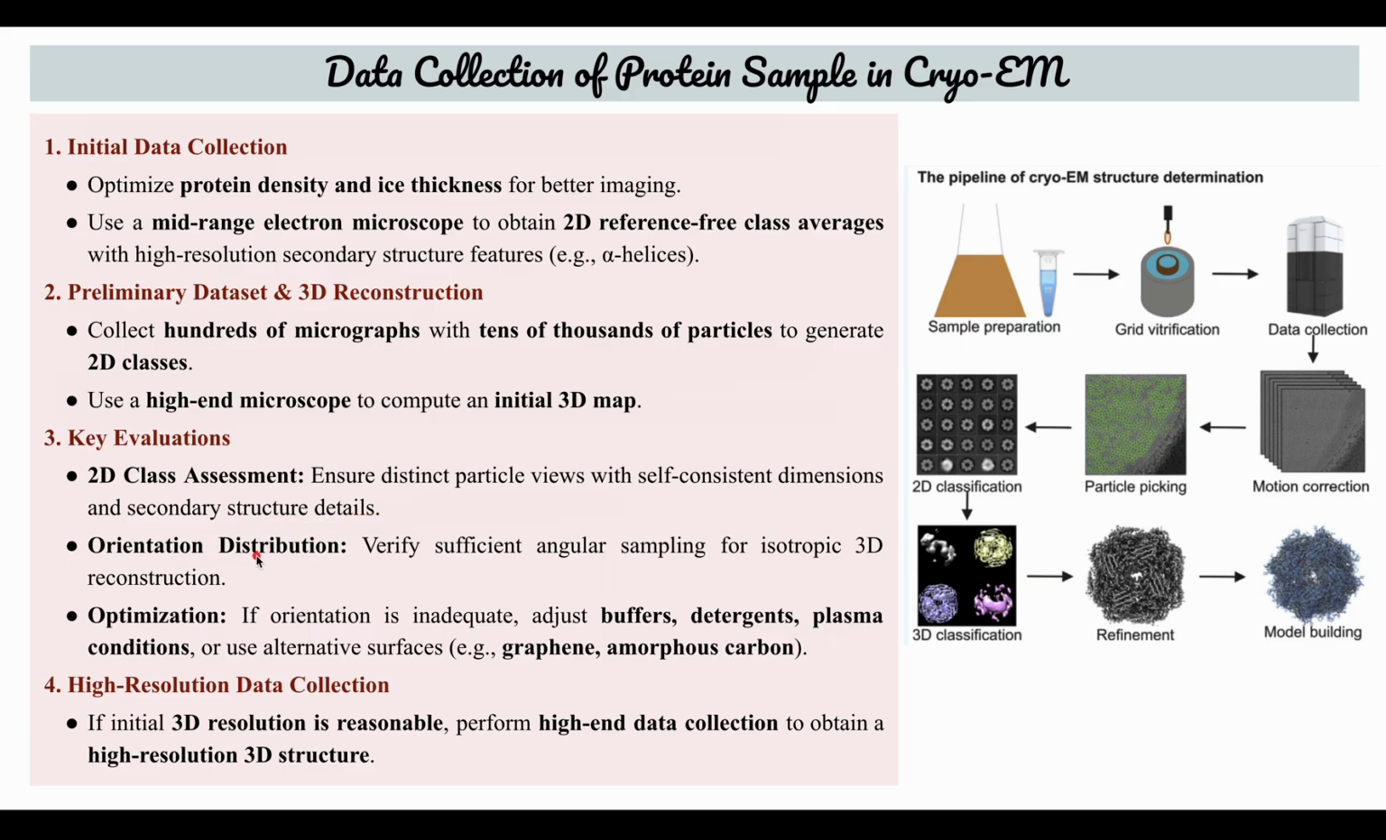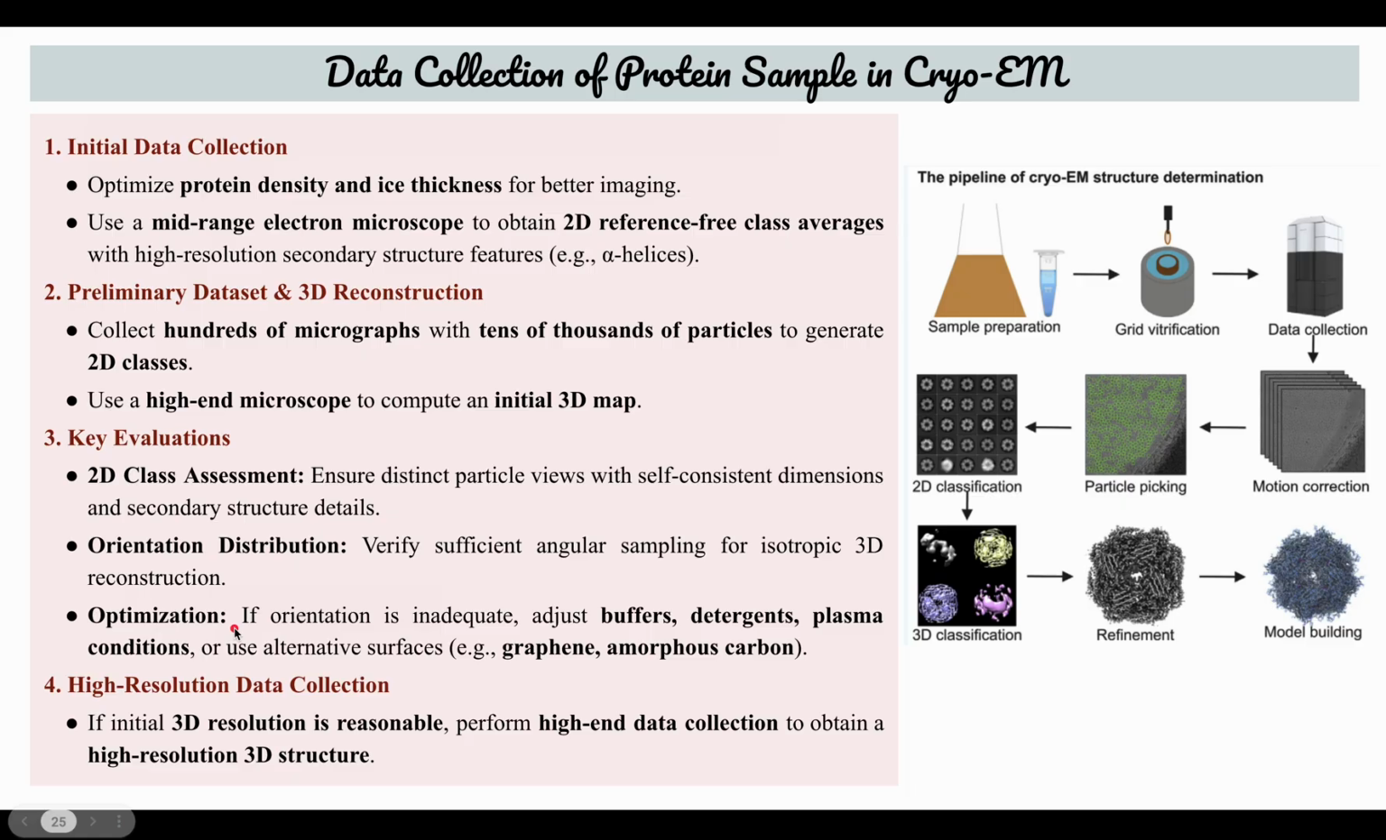The second thing is orientation distribution. We verify that there is sufficient angular sampling for isotropic 3D reconstruction. So from each direction, when we are performing averaging, we make sure that there are enough samples used for averaging one particular unique 2D micrograph.